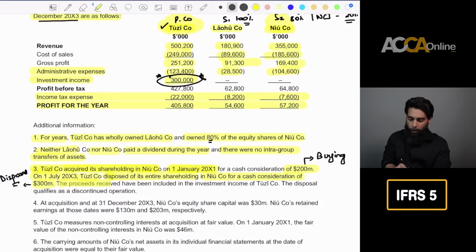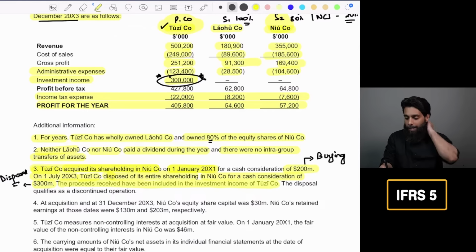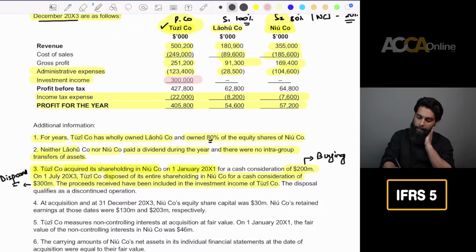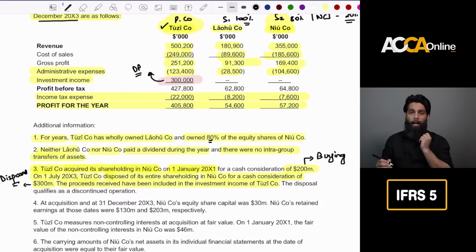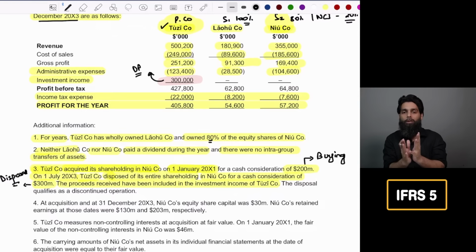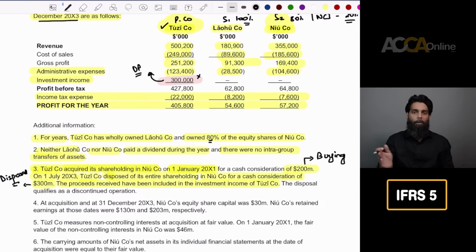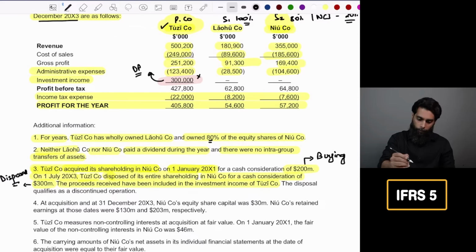And examiner says the proceeds received have been included in the investment income of Toze company. So this entire 300,000, if you remember, we were discussing this earlier, this entire 300,000 basically relates to the disposal proceeds. Now the entire disposal proceeds have been shown as a profit of the parent company, while that might not be true. You always need to calculate gain or loss on disposal. The entire sales proceed never becomes your income. So technically this is incorrect even for the individual financial statements, right?